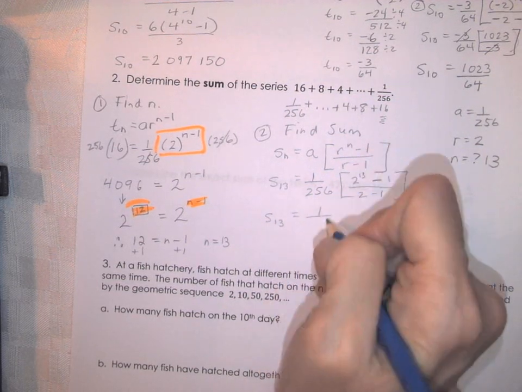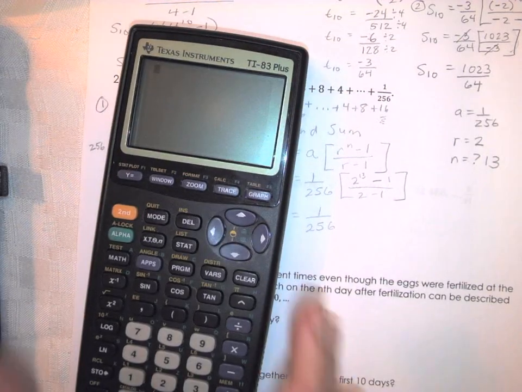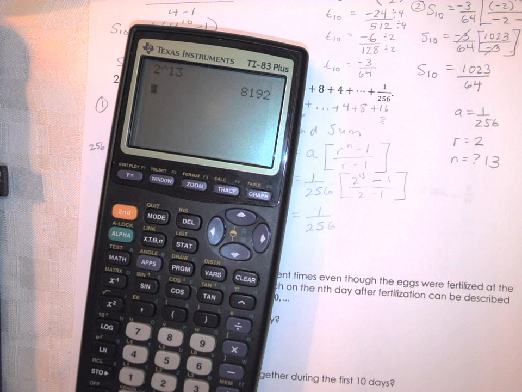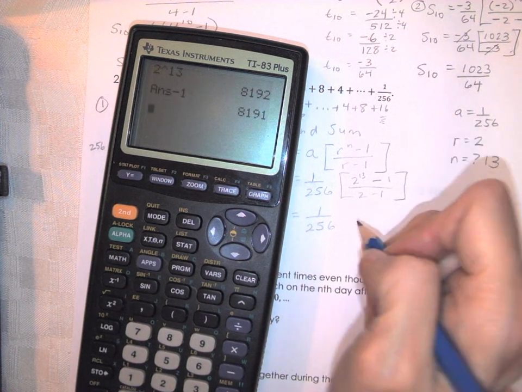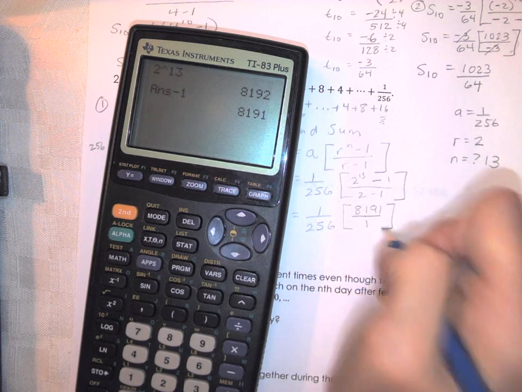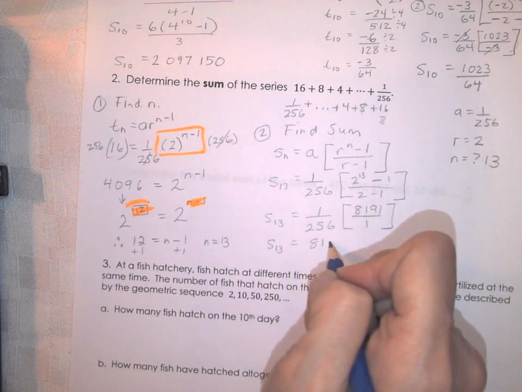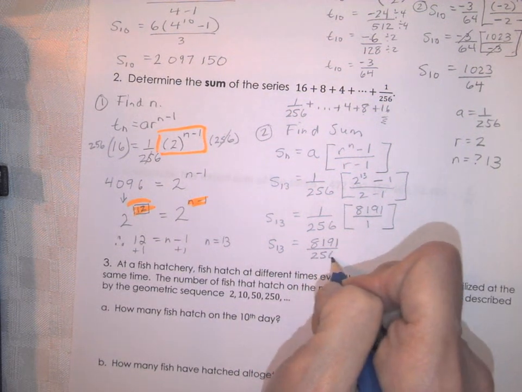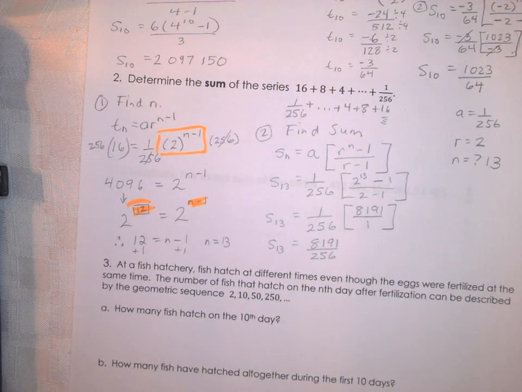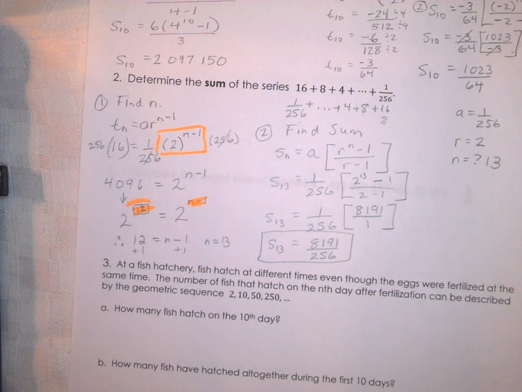So I'm going to keep my 1 over 256, and then I'm going to do 2 to the power of 13 minus 1. So 2 to the power of 13 is 8,191, minus 1, and then 2 minus 1 is just 1. Multiply the tops together, multiply the bottoms together, see if you can reduce, but you can't. So that is going to give you the exact sum there of the first 13 terms, or of the series, sorry. So that's how much this would add to.